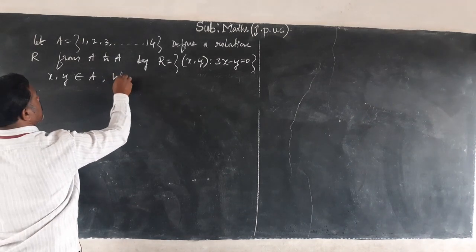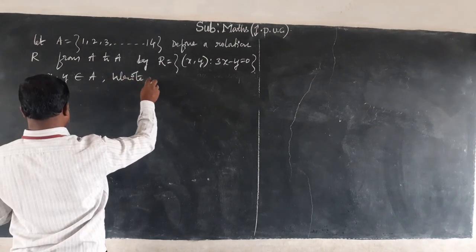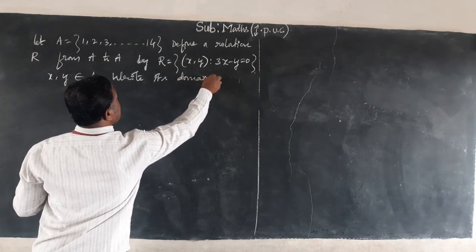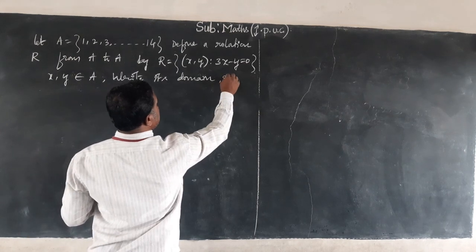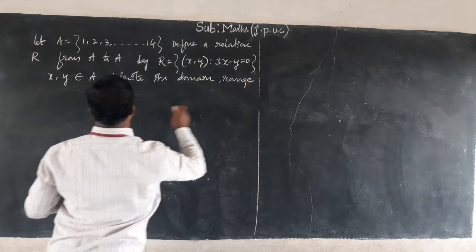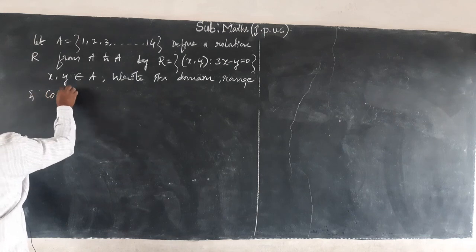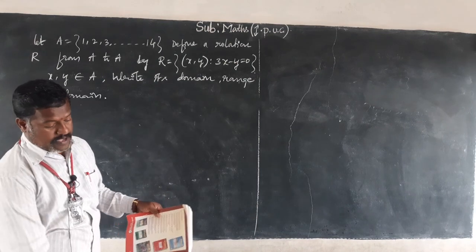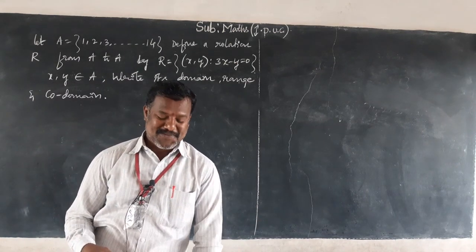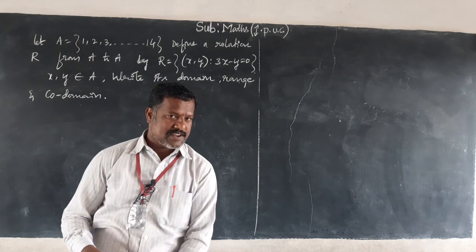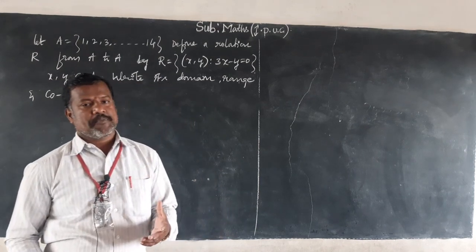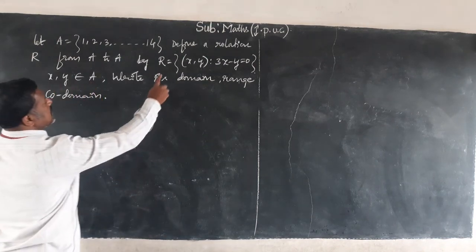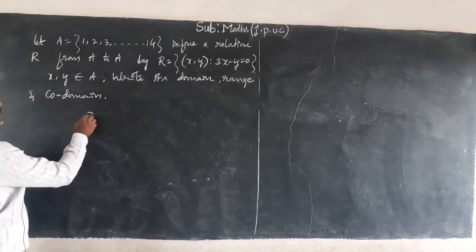Children, here we should write down its domain, range and codomain. Children, you can do it yourself. I need not explain more. Whatever the question, we have to first pick the given set builder form. So here the given set builder form is 3x.